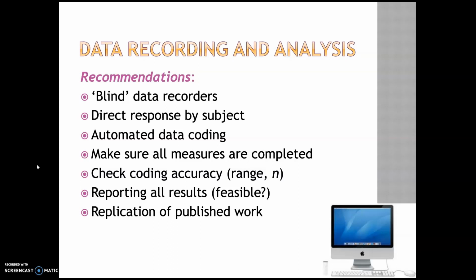Check for coding accuracy, including things like range. So if the question is supposed to have an answer range of 1 to 5 and somebody puts 17, you can always go back and check that. You want to make sure you report all results. It's not entirely feasible, right?